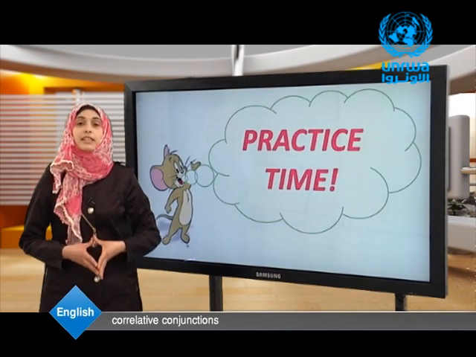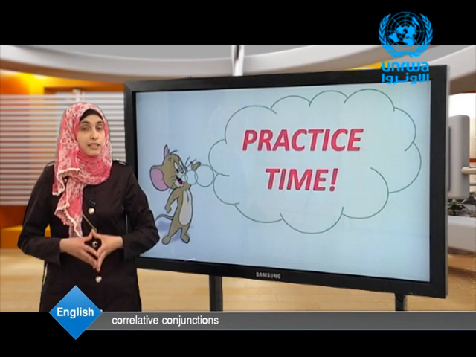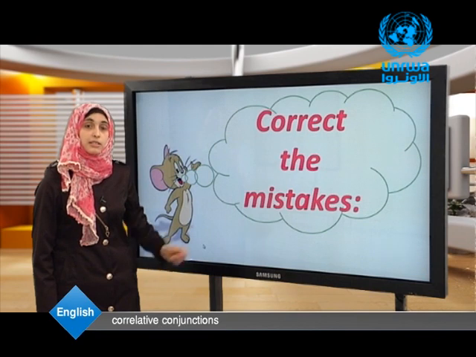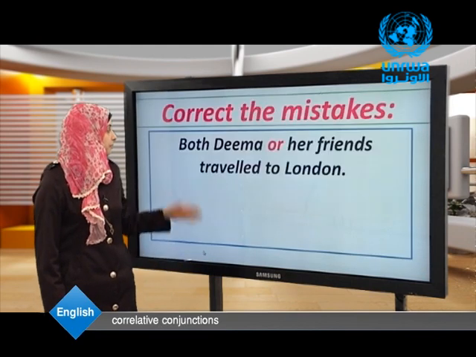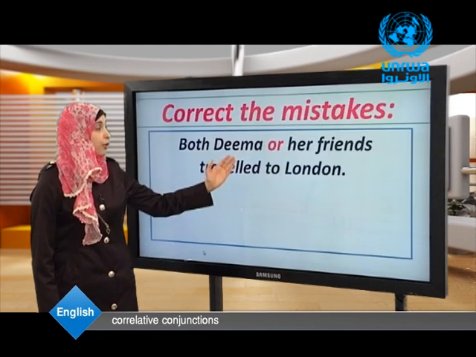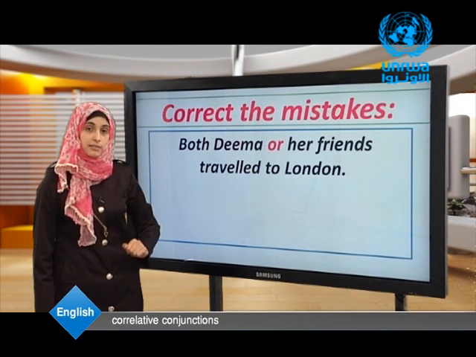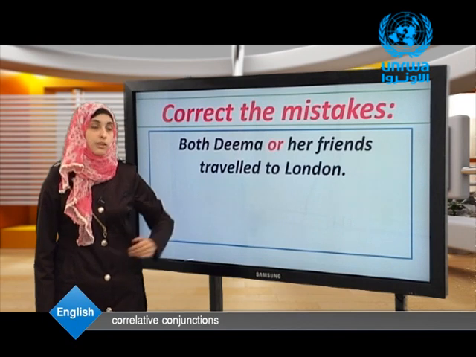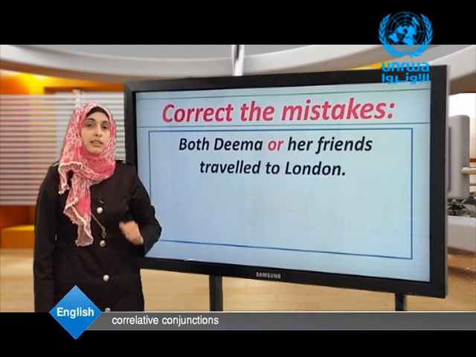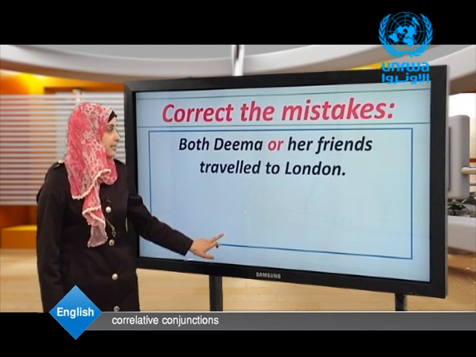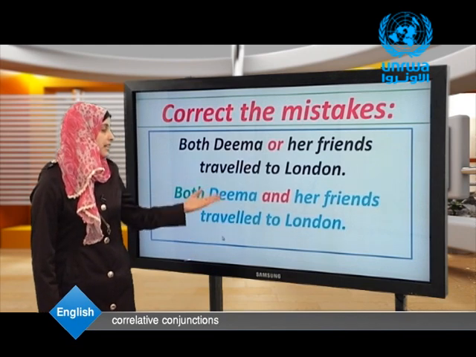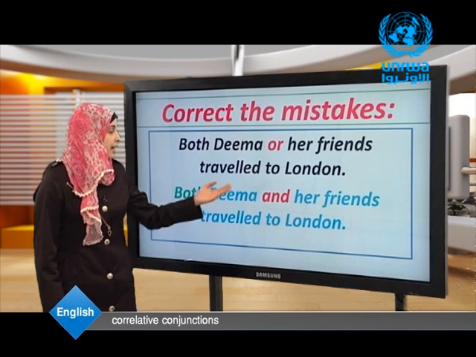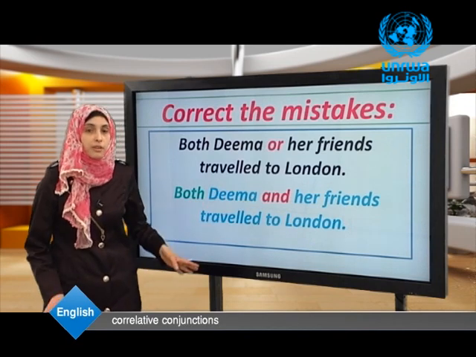Now, dear students, it's practice time. After we have discussed both and, it's time to practice. Correct the mistakes. Both Dima or her friends travel to London. Or is wrong. The thing to use here is and. Excellent. Both Dima and her friends travel to London. We should use and with both, no other conjunction.